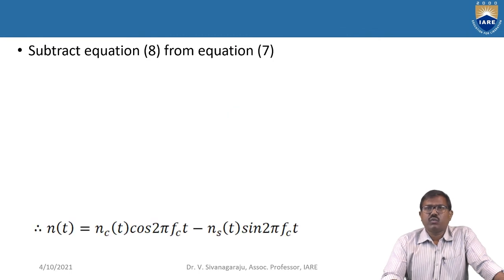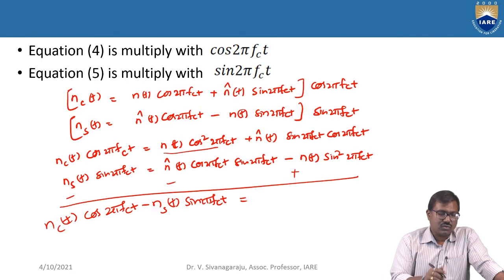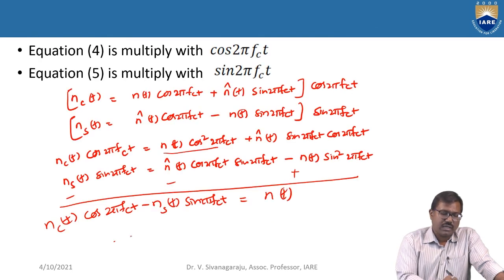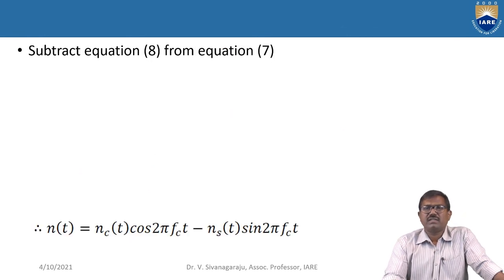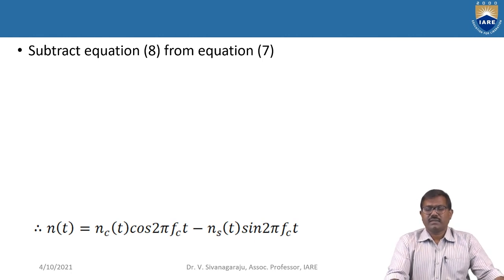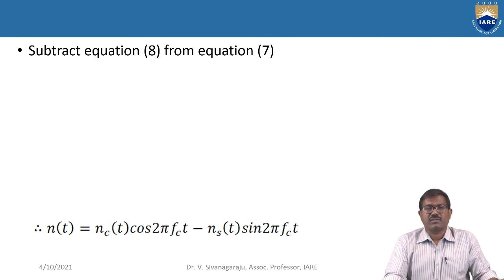So finally we are getting n of t, which is equal to nc of t cos 2 pi f c t minus ns of t into sin 2 pi f c t. So this term is equal to n of t. You get n of t as nc of t cos 2 pi f c t minus ns of t into sin 2 pi f c t. These are the in-phase and quadrature components of the narrowband noise.